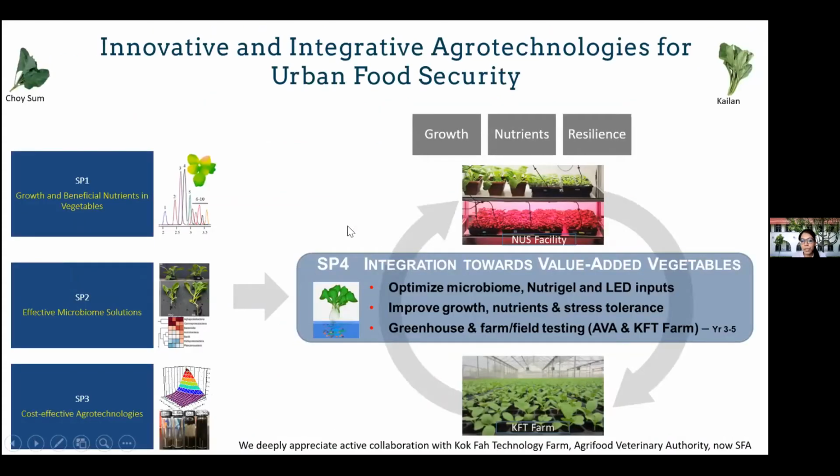So before I go further into explaining the technical side of our approach, I would spend some time on the integration part. So what are we looking to achieve through the integration? We are looking at optimizing the microbiome. So basically looking at the best microbes that can boost the growth of the plants, increase the nutrient availability to reduce the chemical footprints, and also to boost plant resilience.